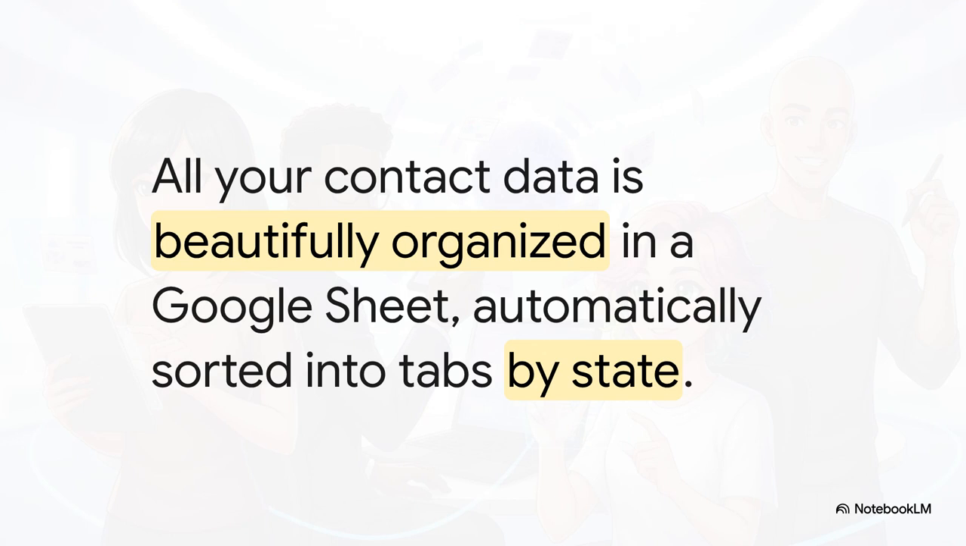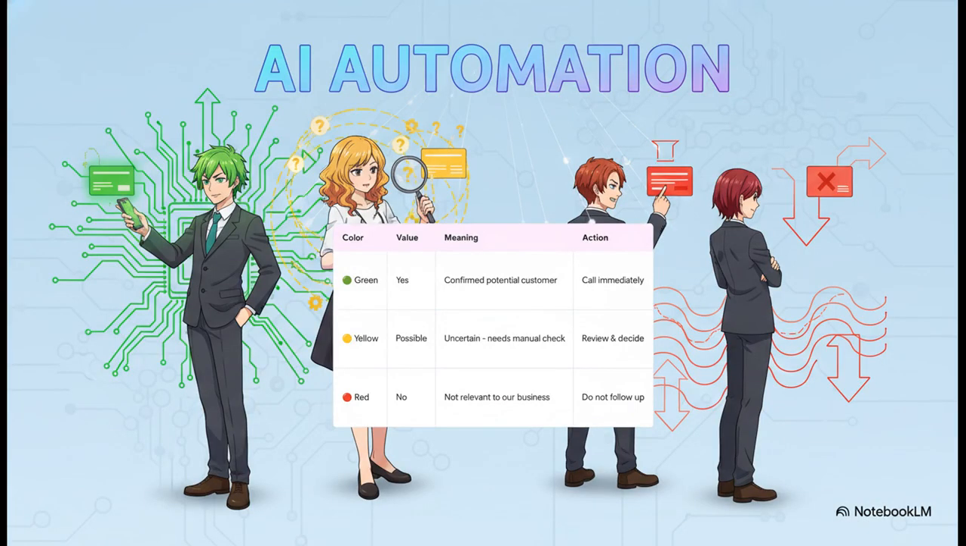And not only that, but the system also automatically sorts every contact into separate tabs based on their state. This makes it so easy to find and share leads for specific regions, like Maharashtra or Gujarat. And this right here, this is where the AI does its most important work, the potential customer column. It actually analyzes each company's business and automatically color codes every single lead for you. Green means, yes, they're a great fit. Yellow means, possibly, and red means probably not.